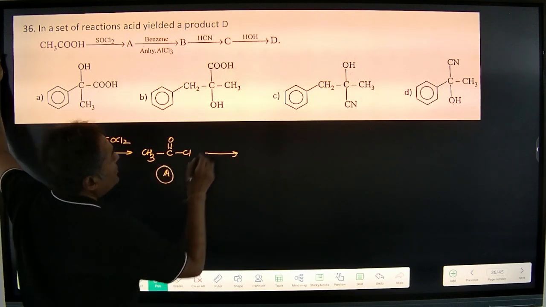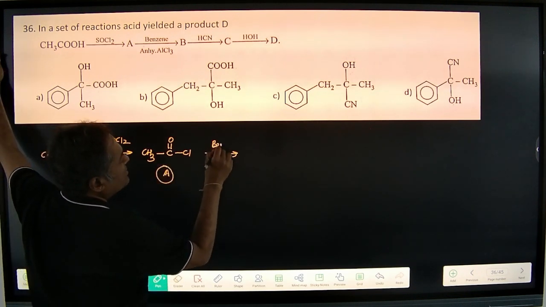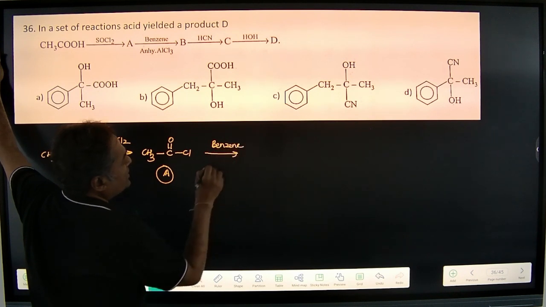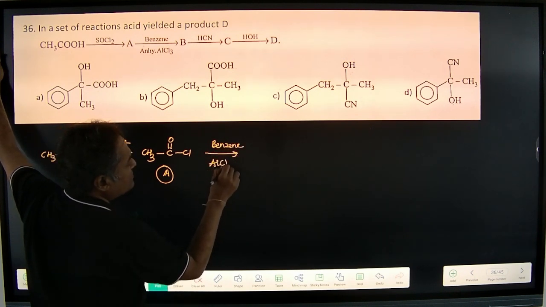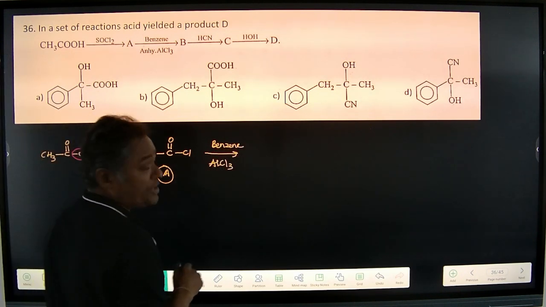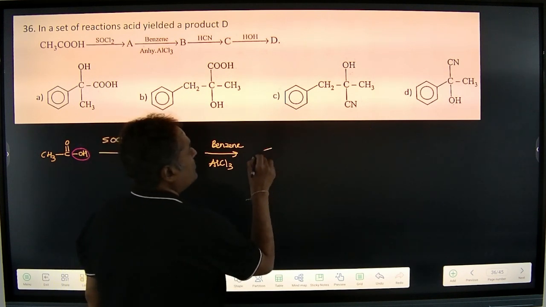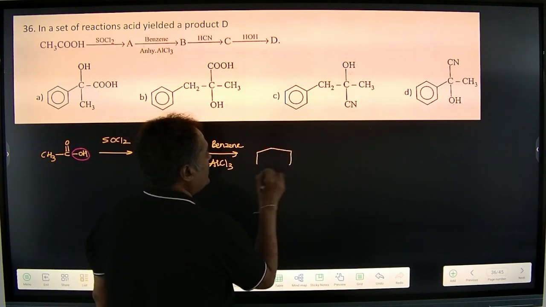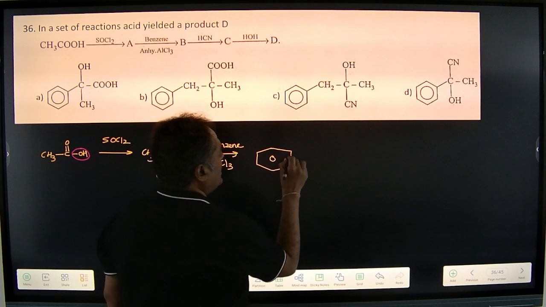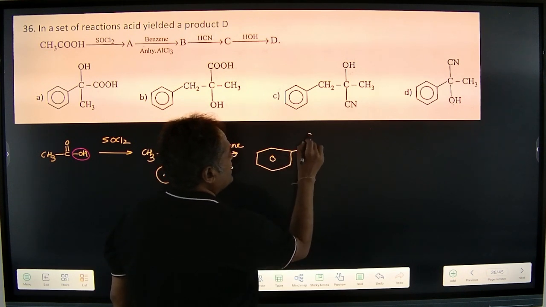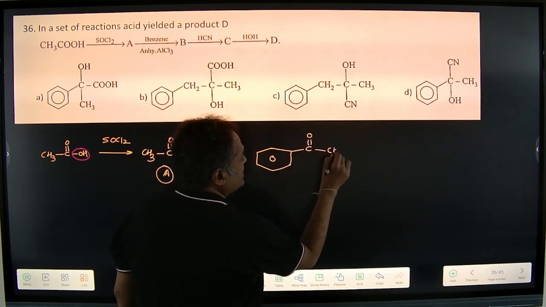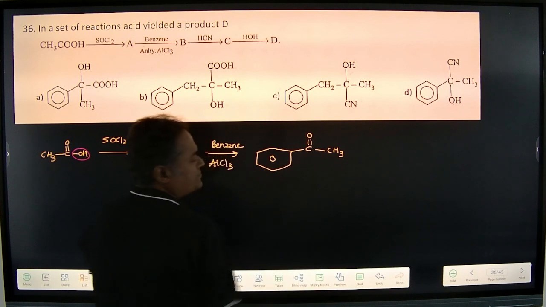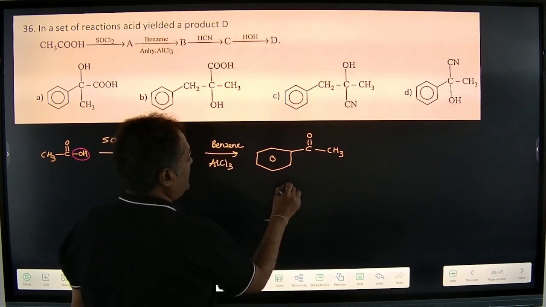Now, when this compound is treated with benzene, this reaction, if you recollect, is a Friedel-Crafts acylation, where the product obtained would be a benzene ring containing your acetyl part. So, can I tell that acetophenone is obtained as the product B.